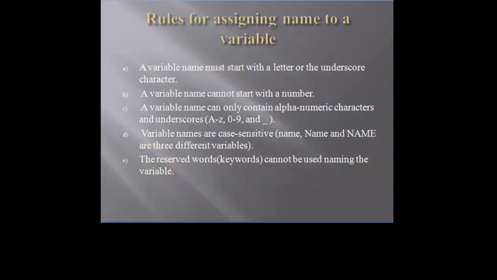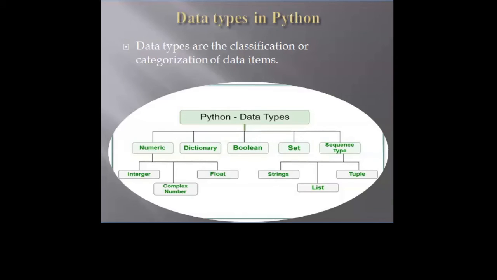Moving on to the next, we come to data types in Python. This is the important part. What is a data type? Data types are just the classification or category of a data item. In the numeric ones, integer, complex and float, I think all of you are aware of these three. If you are a mathematics student, you must be aware of complex numbers. The other ones are dictionary and boolean, which I think you are also aware of.